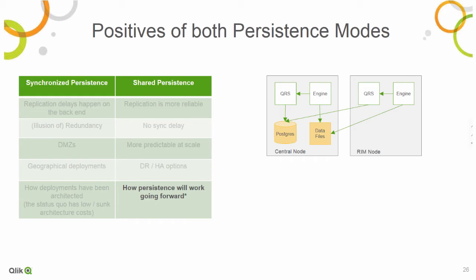Additionally, to be blunt, this is how persistence will be going forward. It's not clear when this changeover will take place, when you won't have an option of going the other route. It's not in 3.2, but I did note in 3.2, the technical preview, that when you try to upgrade, it does prompt you whether you want to go to shared persistence or sync persistence.